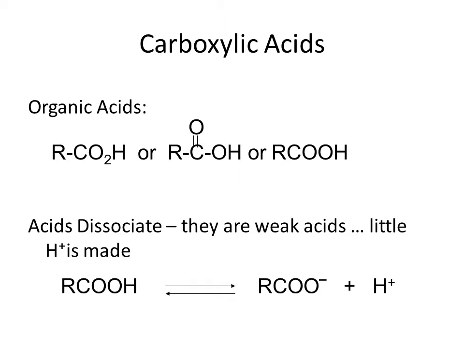There are three different ways that we will write this functional group. We will write it as CO2H, or we will write it as C double bond O and then an OH attached, or we will write it out as COOH, and they all mean the same thing. This carbon is like a carbonyl with a hydroxyl group on it, isn't it?